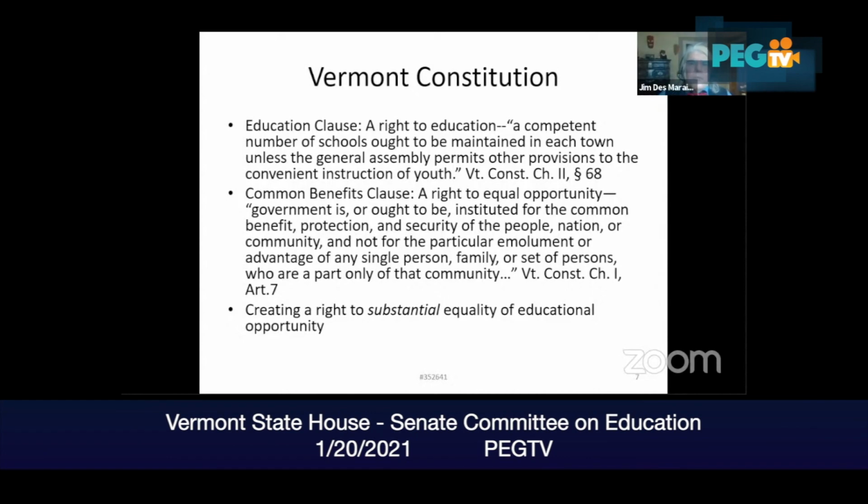The Common Benefits Clause is a right essentially to equal opportunity. It says government ought to be instituted for the common benefit, protection, and security of the people, nation, or community, and not for the particular emolument or advantage of any single person, family, or set of persons who are a part only of that community. When we put this together under the Brigham decision, there is a right to substantial equality of educational opportunity in Vermont, a constitutional right.